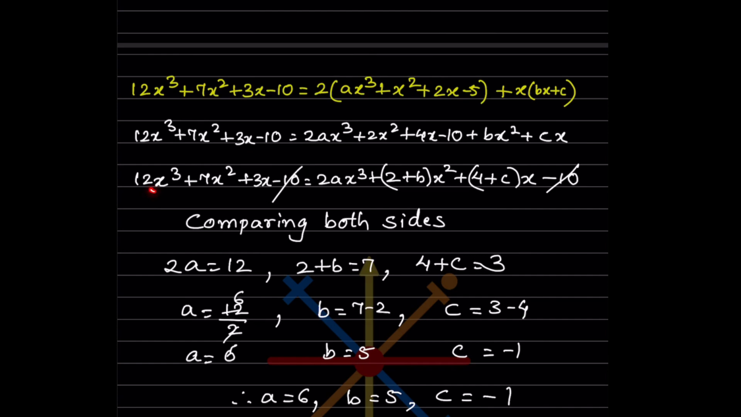So now let us take the x cube together. When you take this one, this x cube is gone, so you can write 2a is equal to 12. Now let us first write it and then solve for a, b, c.